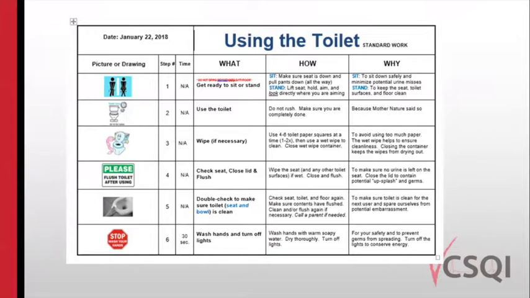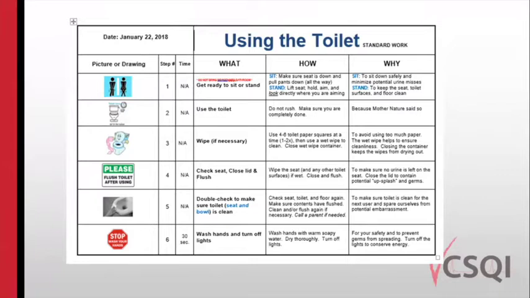And so step 1 is to get ready to sit or stand. If you're going to sit, make sure that the seat is down. That's really important for my daughter and for my boys too. It's important to pull your pants down all the way to avoid making a mess on the floor. And if you're going to stand, we see what the instructions are there.